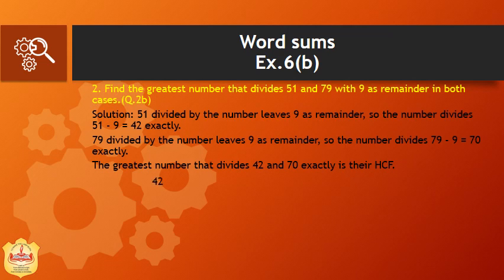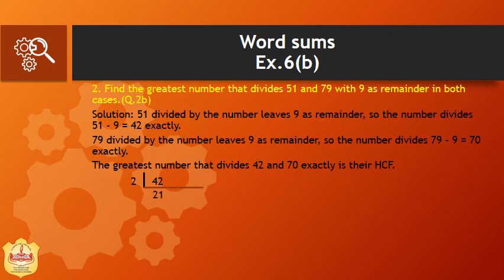So first let's see for the number 42. So now children, you know that 42 is an even number. So we can divide it by the smallest prime number, that is 2. So let us divide it by 2. When we divide 42 by 2, we get 21 as quotient, isn't it? So we will write 21, isn't it?